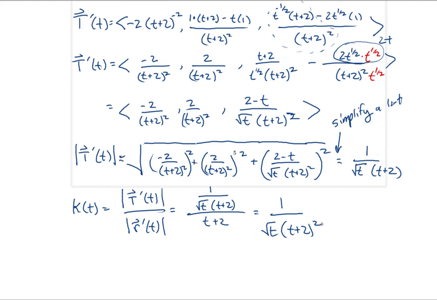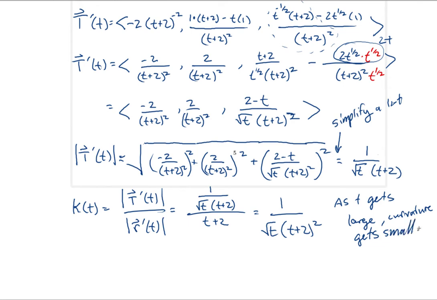So let's think about what this means. The bigger t gets, the bigger the denominator of this fraction gets, and so the smaller the curvature is. So we can just make a little comment. As t gets large, the curvature gets small.